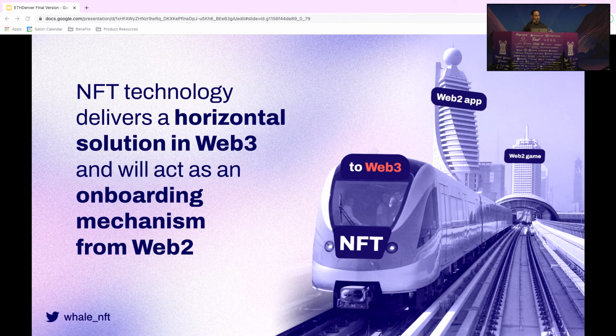So NFT technology delivers a horizontal solution into Web 3 and can act as this onboarding mechanism from Web 2. So the current narratives we have for NFTs are really clouding all of our understanding of how we can bring NFTs to mass market. We need to take the narrative of financial value and just make it value. How are people going to receive value from something that may have low to zero cost to them?